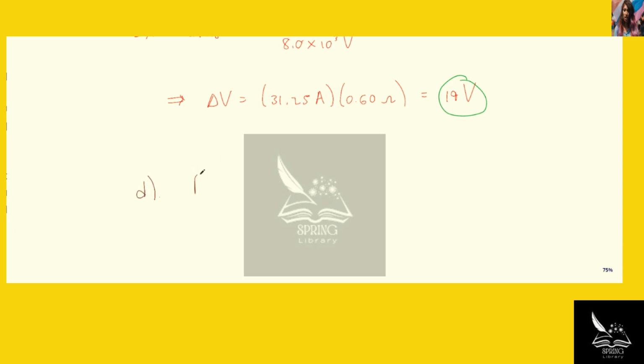For part D, the rate at which energy is dissipated, PD, is now 31.25 amperes squared times the resistance of 0.6 ohms, which is 5.9 times 10 to the power 2 watts.